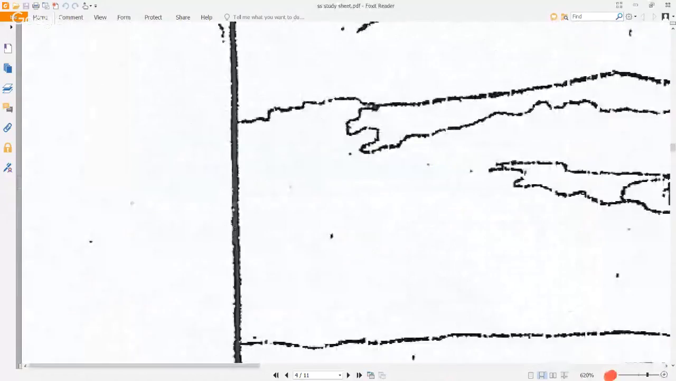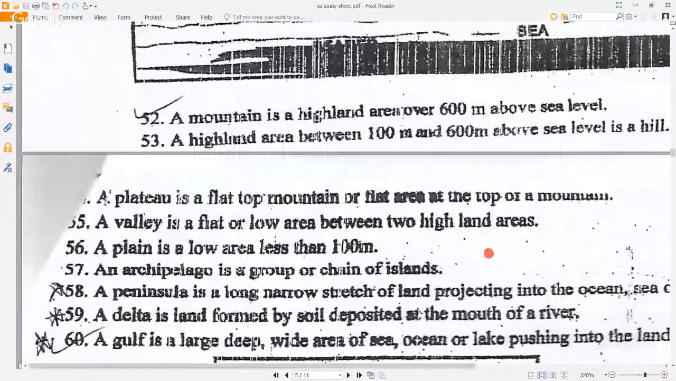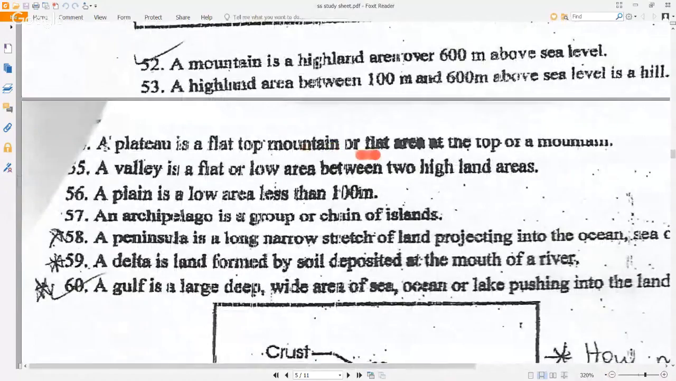All right, let's go down. A plateau is a flat topped mountain or a flat topped area at the top of a mountain. A valley is a flat or low area between two highland areas. And in our book, we saw that the valley can be V-shaped or U-shaped. All right. A plain is a low area less than 100 meters.